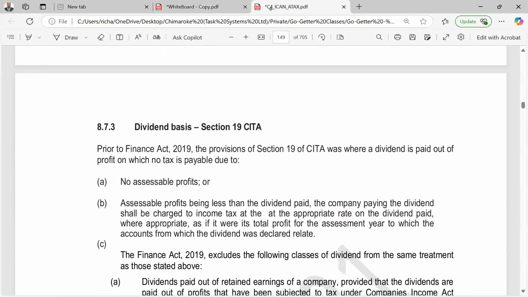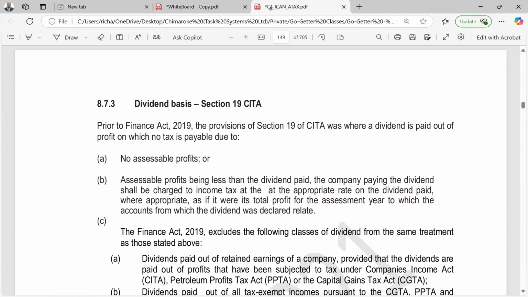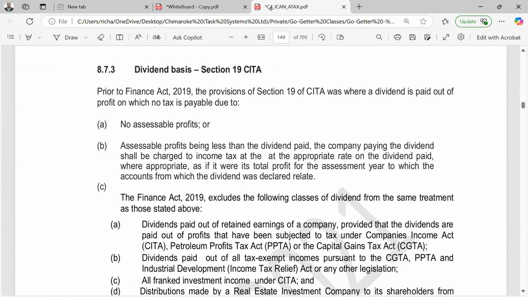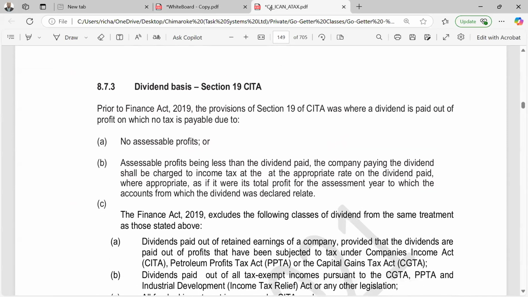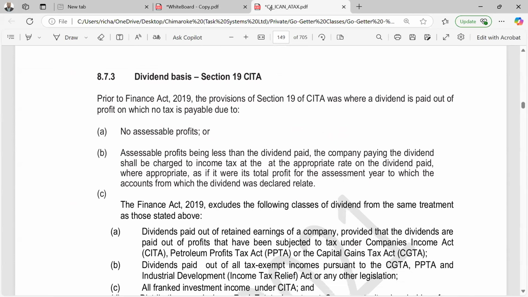All right. So the last one we'll be taking is dividend basis. The dividend basis is to determine your tax based on dividend. And when there is a dividend paid out of profit in which there is no tax payable due, that is when you now charge dividend basis. So you're having a total profit of zero. You don't have any total profit, and so there is no tax due to you. But you are paying dividends.